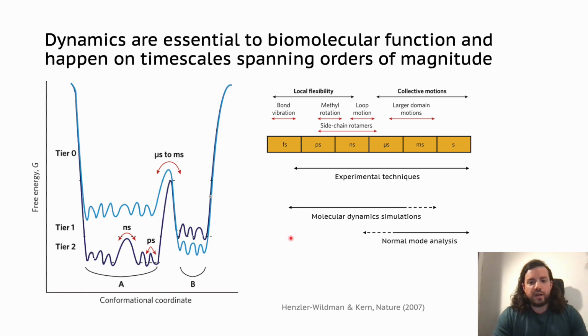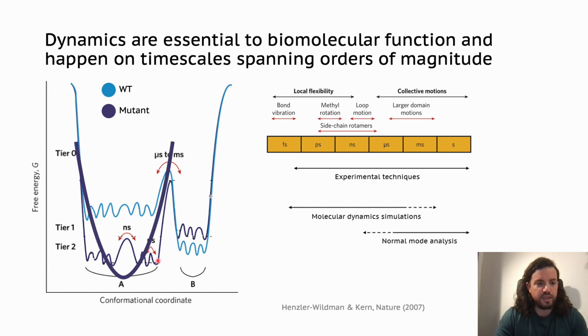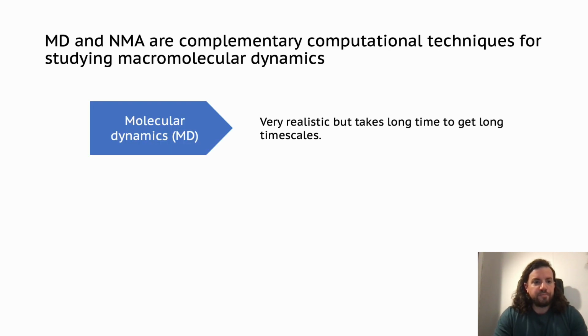And it does so by approximating the potential as a quadratic energy well. So for example, here, let's say you have a mutation that makes conformation B higher energy than conformation A, and in the wild type it is the reverse. This would be the full conformational landscape, the detailed energy landscape, and normal mode analysis would approximate it with a quadratic energy well.